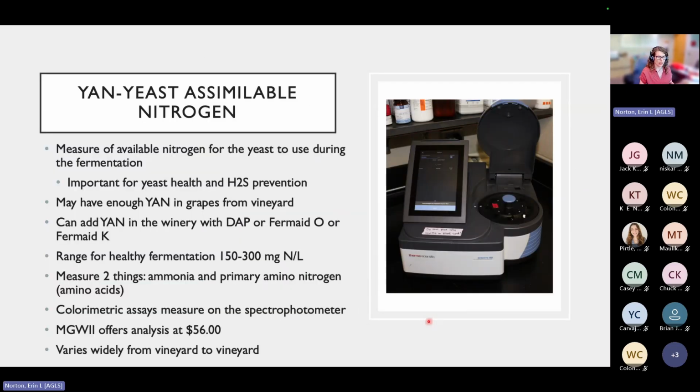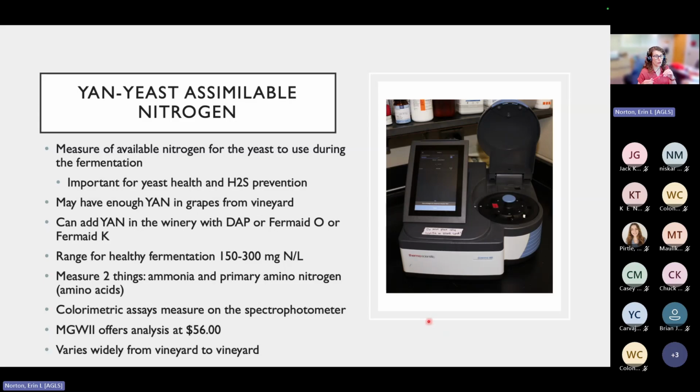Lastly, just wanted to point out yeast assimilable nitrogen. This is a measure of available nitrogen for the yeast to use as food source during the fermentation. So it's important for yeast health and to allow them to multiply and multiply and multiply. And if they are healthy and fed, they will not produce H2S. If they are struggling, they will produce H2S in the middle of our fermentation.